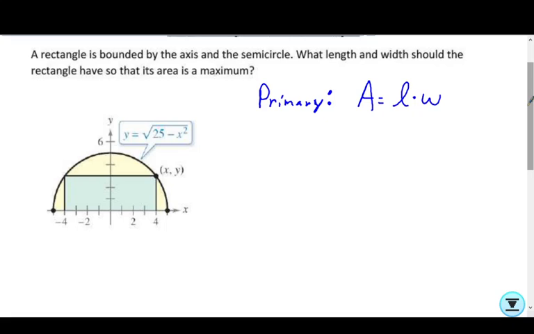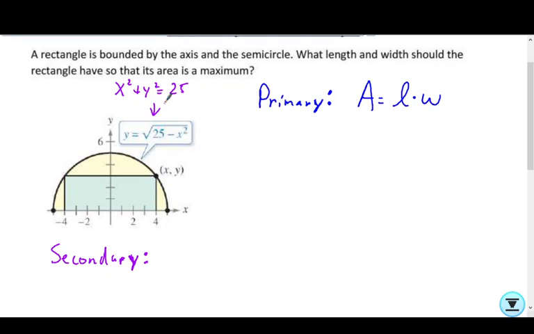Now, the second thing is we find our secondary equation. Our secondary equation is our limiting factor, or our constraint. What is keeping my area from being bigger than it can be? In this case, it's the semicircle. The semicircle comes from the circle equation x squared plus y squared equals 25. That's where that equation came from. x squared plus y squared equals 25 gives me the whole circle. y equals the square root of 25 minus x squared is just the top half, the semicircle.